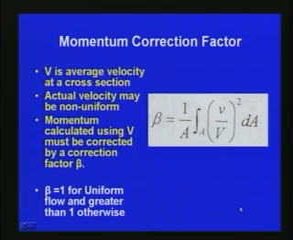Depending upon the cross section, whether it is pipe flow or open channel flow, and whether it is laminar flow or turbulent flow, the beta value will vary, which we will discuss later.